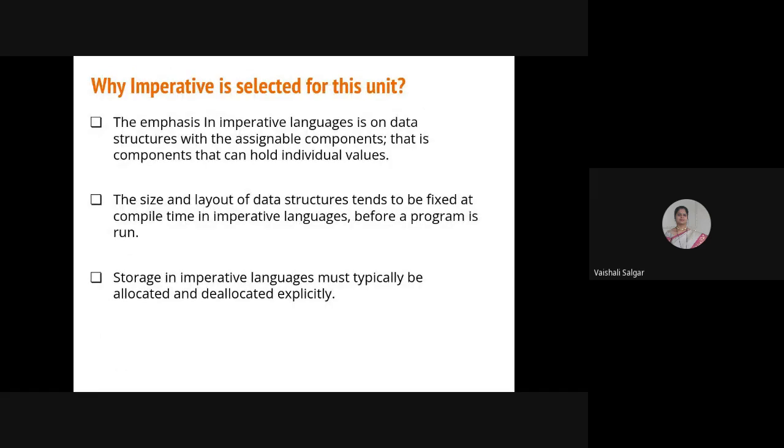Now, as I mentioned, you are familiar with C, Python, and a little bit of Pascal. Why are we selecting the imperative programming language? The emphasis in imperative languages is on data structures with assignable components, that is, components that can hold individual values. If you remember, can anybody tell me what the basic component of an imperative programming language is?